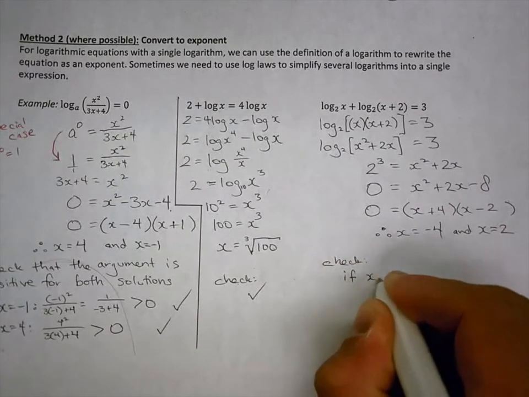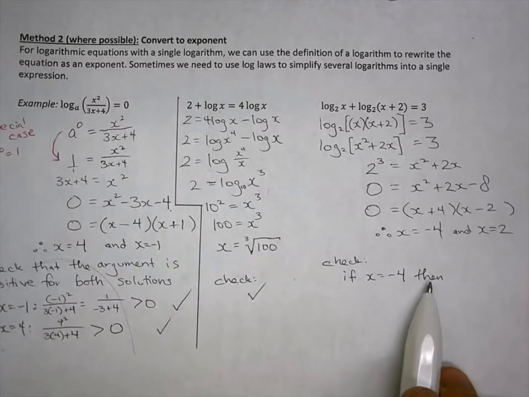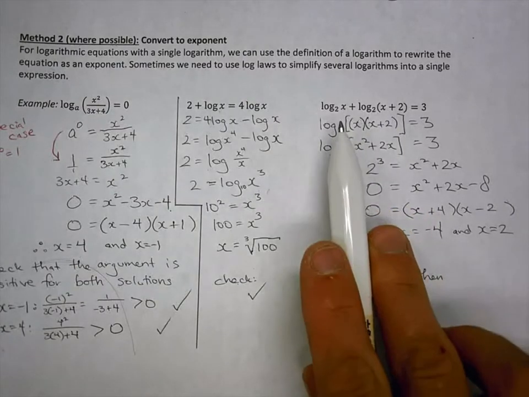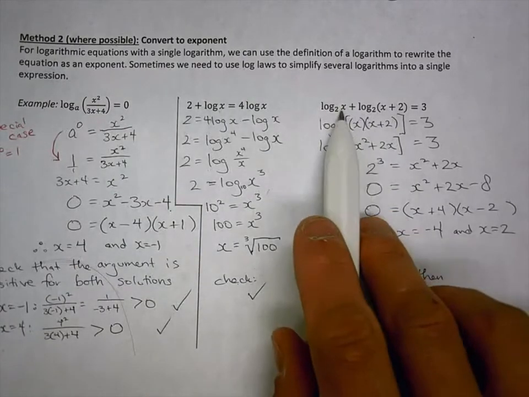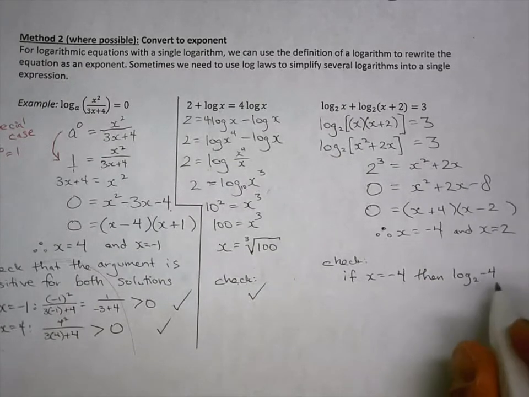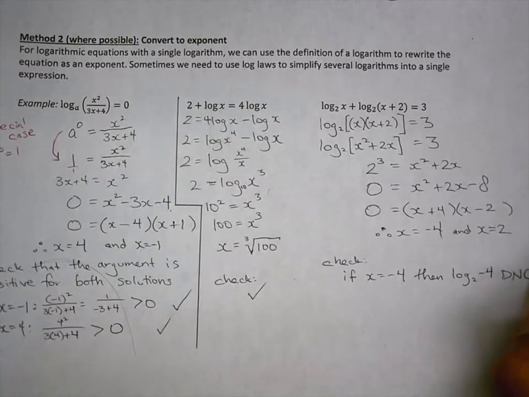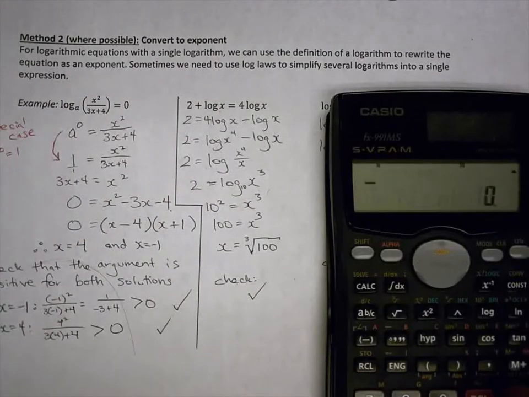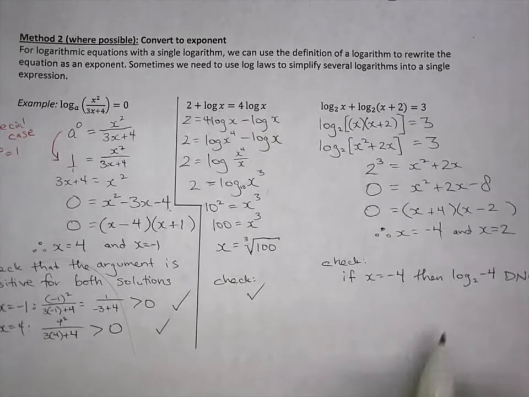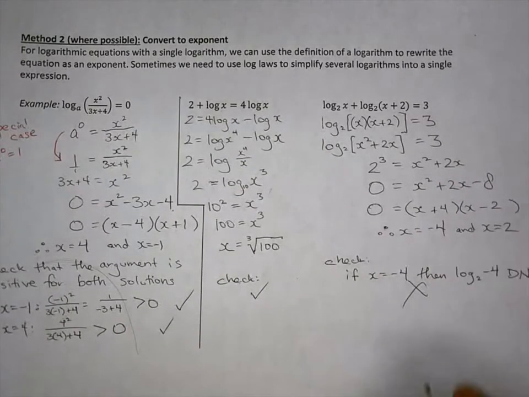If x is equal to negative 4, well, we're going to have a big problem because I'm not allowed to have a log of a negative number, so this does not exist. If you don't believe me, if I go to my calculator, log negative 4 doesn't work. So there's no such thing as a negative argument, so that would not be a solution.